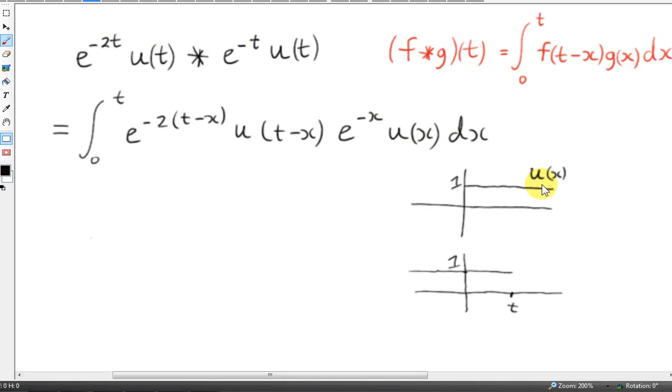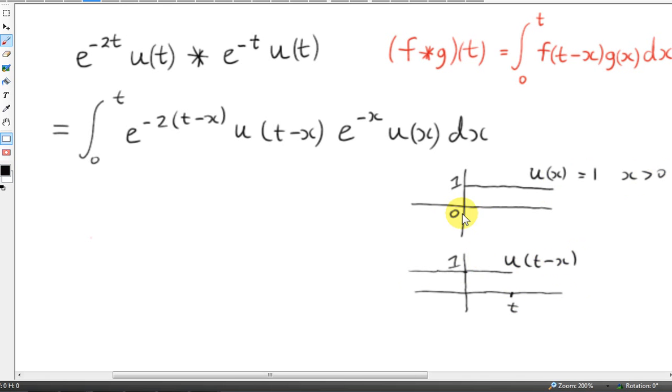Now, as a reminder, u of x equals 1 when x is greater than 0. It's equal to 0 when x is less than 0. U of t minus x is equal to 1 when x is less than t. It's equal to 0 when x is greater than t. I explained why that is so in a previous video. If you want to check it again, we know that u of x equals 1 for x greater than 0, so you can replace x with t minus x and you'll get t minus x greater than 0, which will lead you to x less than t. So anyway, I won't go through that again.